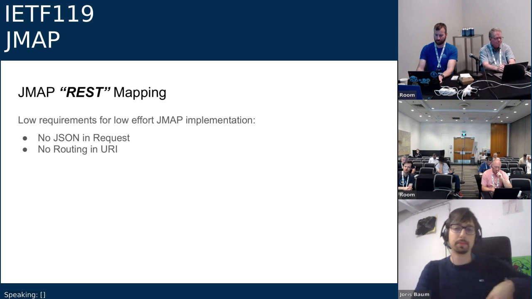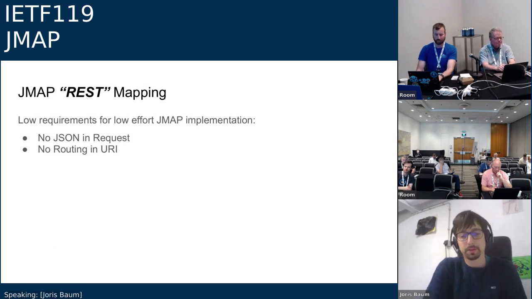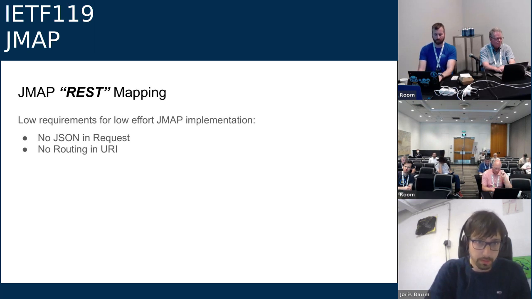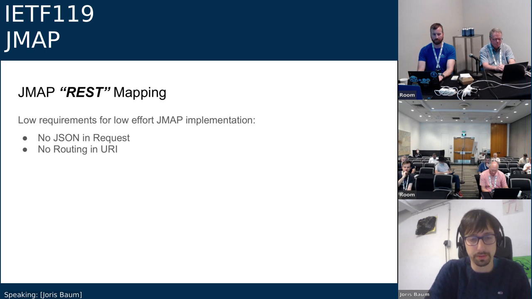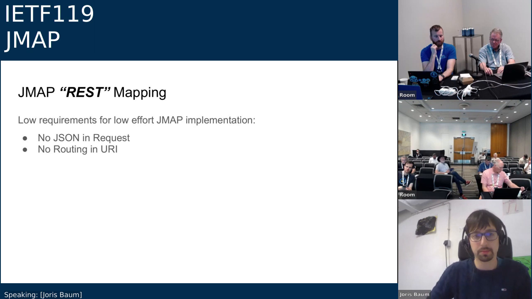The main idea for the REST mapping spec, because it has also been raised, I think, by Robert, is that it's not clear from the spec what its main purpose is. That should definitely be in the spec. Here I tried to nail it down. The main idea is to impose lower requirements. We didn't want to have any JSON in the request. One idea was also to avoid routing in general, like avoid having paths in the URI. Next slide, please.